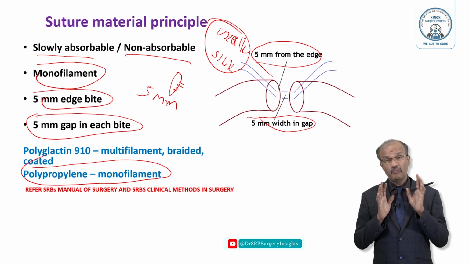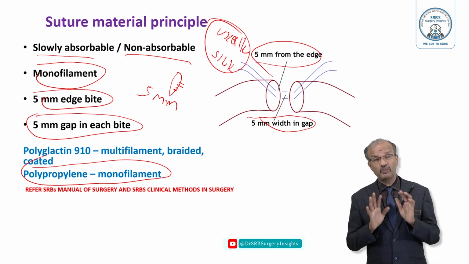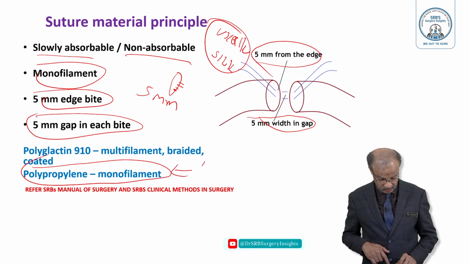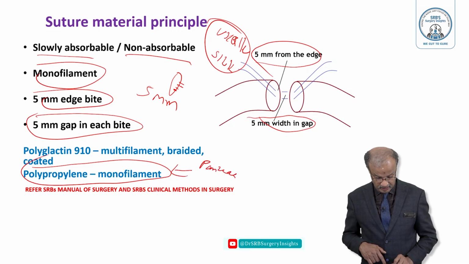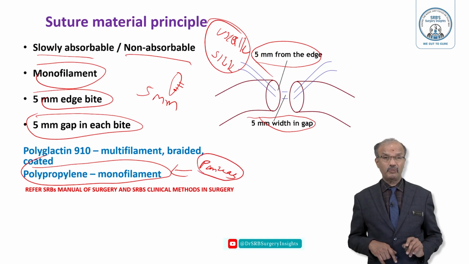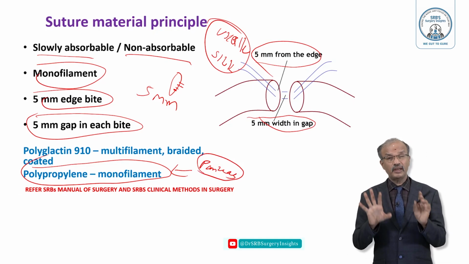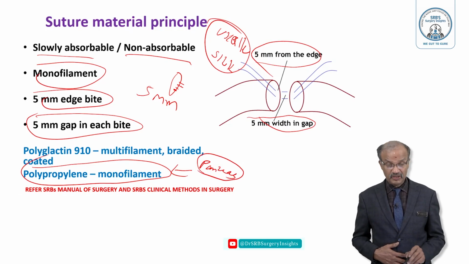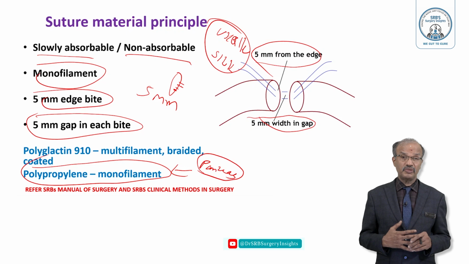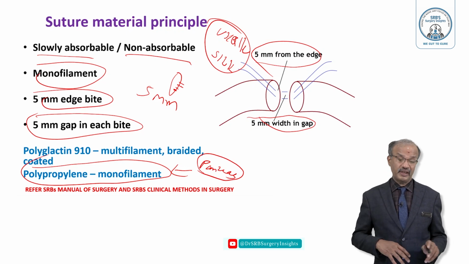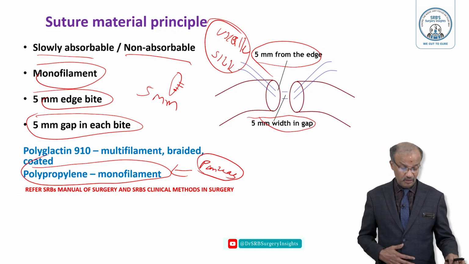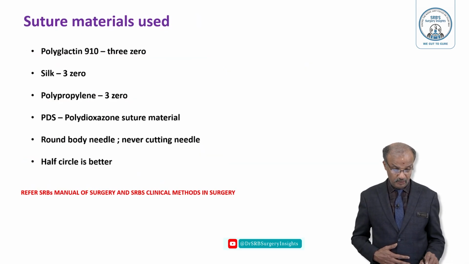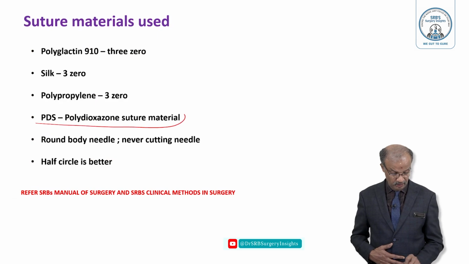Remember, for pancreatic anastomosis, always monofilament, non-absorbable, always polypropylene. For pancreatic anastomosis, never use anything else. For vascular anastomosis, again polypropylene 3-0, 4-0, 5-0. For bowel, maybe polyglactin or maybe silk. Another understanding should be there: for the common bile duct, always absorbable polyglactin 910, 3-0, or PDS can be used. PDS is a very good suture material in all these areas. So the suture materials used are polyglactin 3-0, silk 3-0, polypropylene 3-0, PDS. Very good suture material, remember.